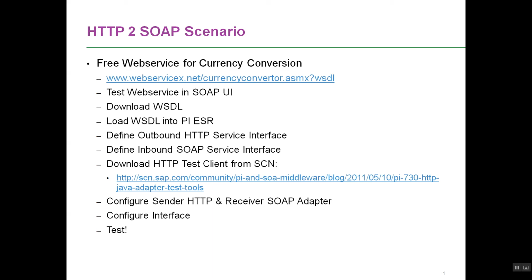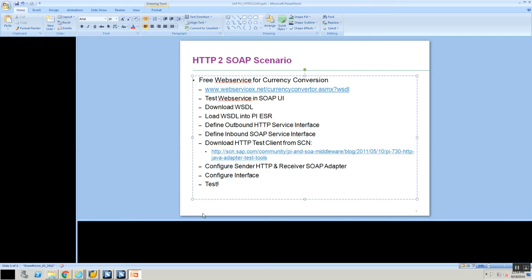Once you've done with all of these configurations, we will then download a test client. Like in the previous exercise, when we were building our SOAP to RFC scenario, we used SOAP UI as the testing client to trigger the SOAP call. In this case, we need to use an HTTP test client, and we are going to download it from the SAP Service Marketplace, SAP Community Network, SDN. We will be using this blog, and we will be downloading the data there. And once we have done that, we are going to test our scenario. Okay, so with that, let's get started.